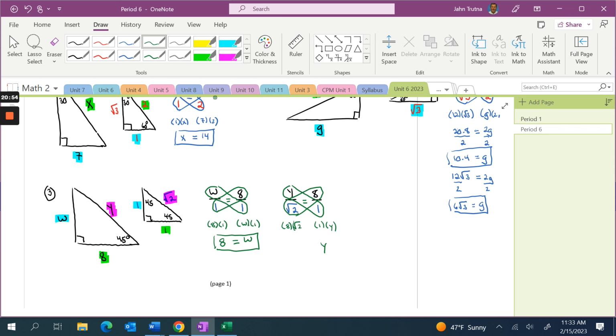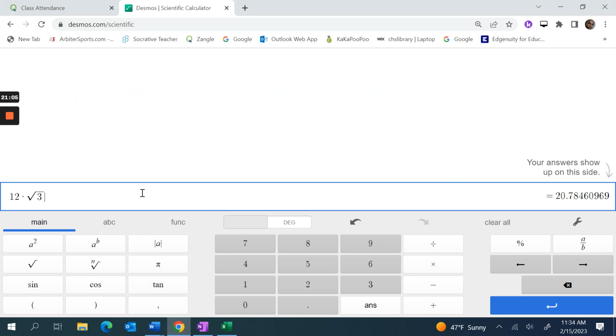And this is where you're going to need a calculator, because remember, the square root of 2, don't get freaked out by that. It's just a number. It's a decimal. So I go to my calculator and I multiply 8 with the square root of 2. You're going to get a really long decimal if you do this. Go ahead and do this right now.